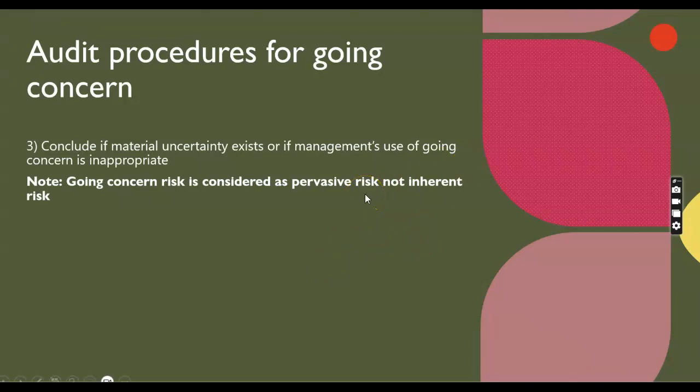One thing you should notice is that the going concern risk is considered a pervasive risk. Okay, it is not inherent. Inherent are those risks that are just isolated to a particular section of the financial statement, like maybe just isolated to account receivables or to account payables. But going concern is pervasive because it affects the whole financial statement. Okay, it affects the company as a whole, so that is why it is considered a pervasive risk. Now we are going to look more into this material uncertainty, or if the going concern is inappropriate.